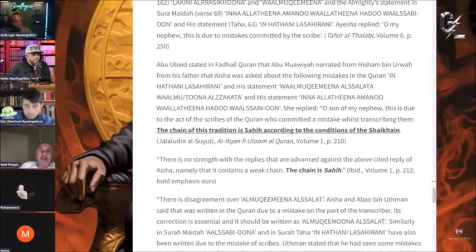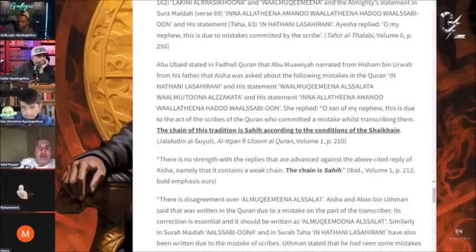Guys, do you see it says the chain of the tradition is sahih according to the condition of the shaykhain, meaning Bukhari and Muslim? Am I making it up or is it there on the screen? You see it in bold? Yep, I see it. Okay. So a sound sahih narration, Aisha admits these 4 are mistakes. So why are you going to go bring a sheikh? I don't care what your sheikh says. Of course he's going to explain away. Aisha said it is mistakes.